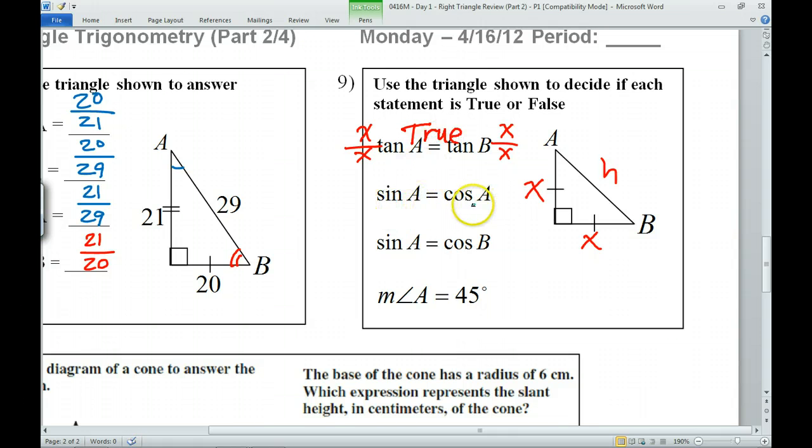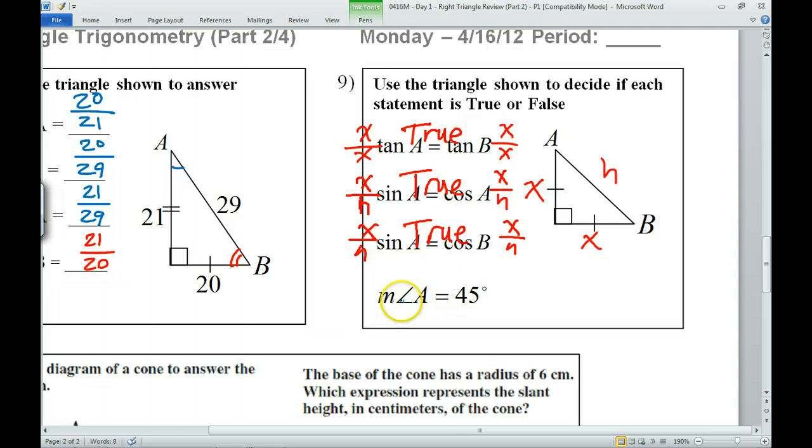What about sine A and cosine A? Let's see, sine A. Opposite over hypotenuse, that's going to be x over h. Cosine A. Adjacent over hypotenuse, that's also going to be x over h. So that one is also true. Sine A, cosine B. Sine A, opposite over hypotenuse, so that's going to be x over h. Cosine B, adjacent over hypotenuse, so x over h. That is also true.